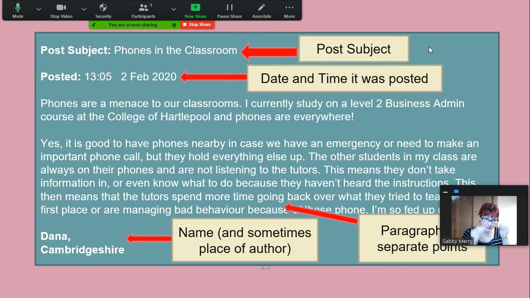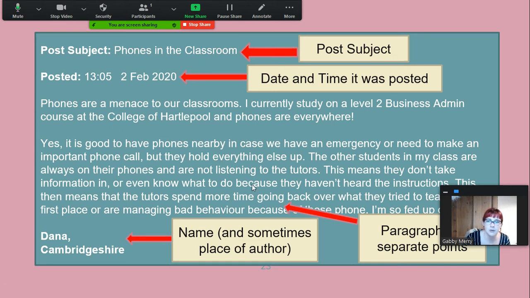It can vary slightly, but there are some key features that we would expect to see, such as the post subject. That's the heading effectively. That's like a subject line. And you're carrying on the same conversation. So use the same subject line that they have used. They tend to put when it was posted online, so we might get a date and time. You should do that too.